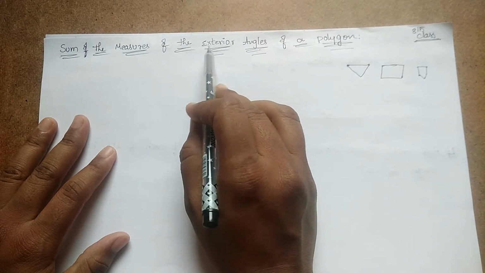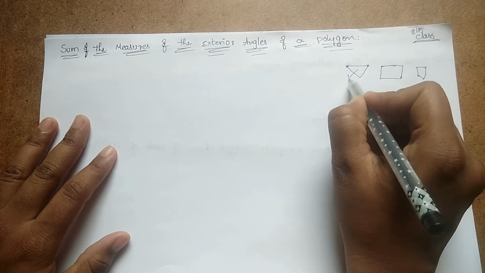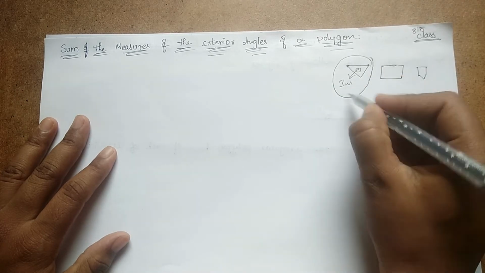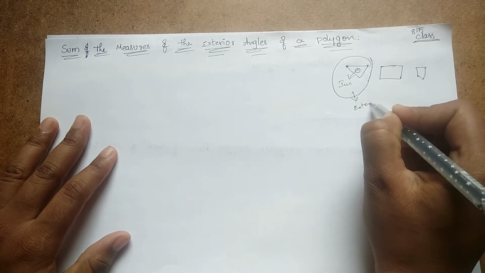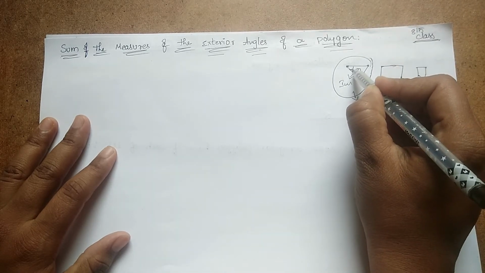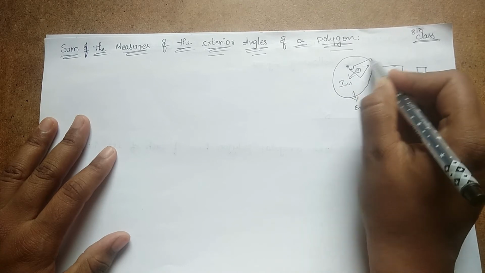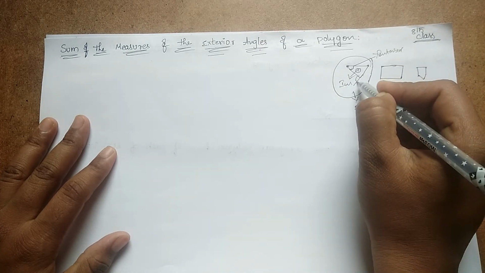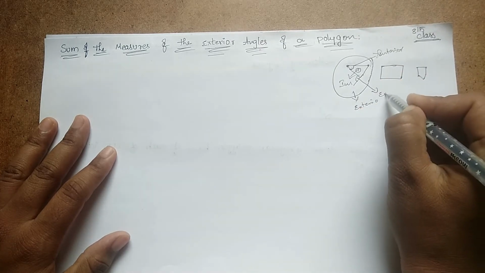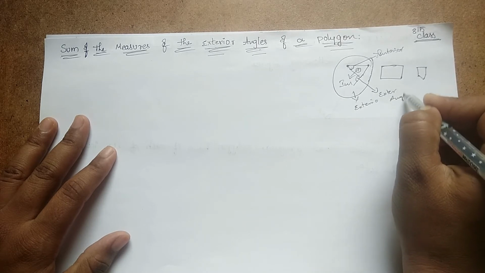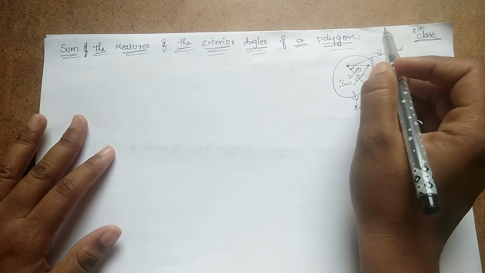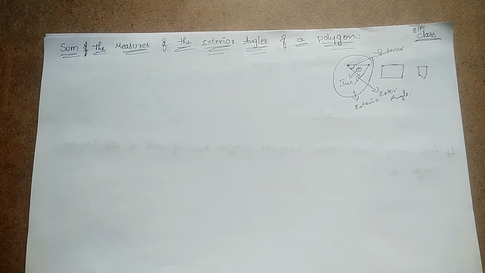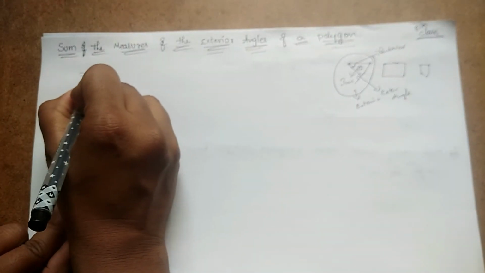First of all, angles are of two types, interior and exterior. The outer part of the polygon is called exterior. If it makes some angle in its interior, it is called an interior angle. If it makes an angle on the exterior, it is an exterior angle. Now, the sum of measures of all exterior angles of a polygon is 360 degrees. We have to prove it.